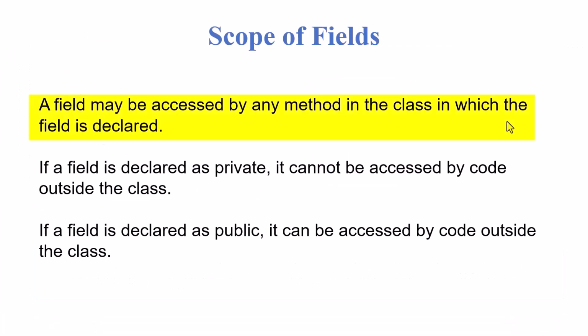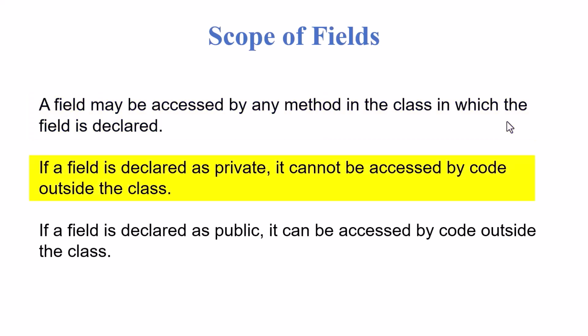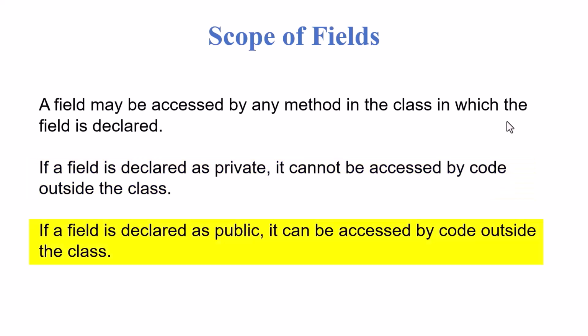Now that you've seen that, a field may be accessed by any method of the class in which the field is declared. If a field is declared as private, it cannot be accessed by code outside the class. If a field is declared as public, it can be accessed by code outside the class itself. You'll see more of this as we start to work with this and see how classes actually protect our data. It's basically encasing our data into this bubble, and we can only get in and get out through certain methods, which we're going to be exploring in the next video. But for now, you can understand the scope of the fields here, that it's very, very private to these things. We can't really get access to these things unless we use methods that were created inside the class.